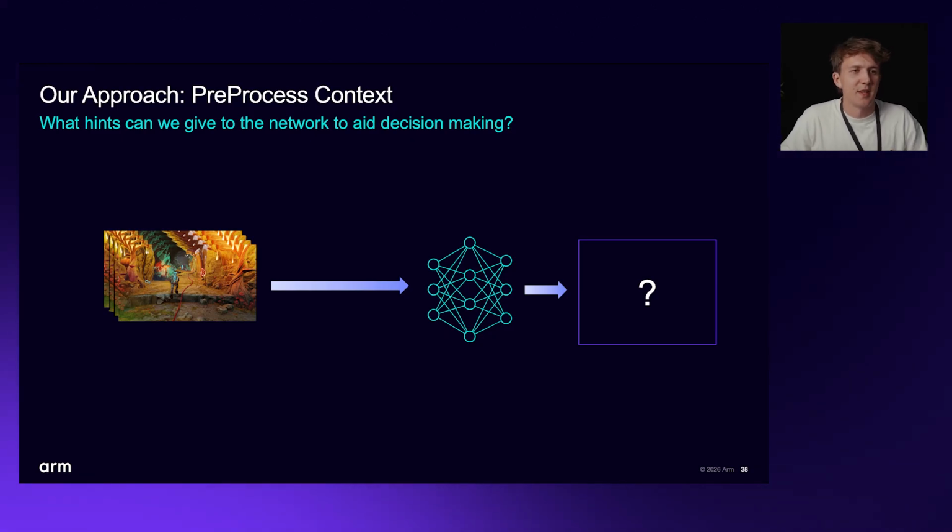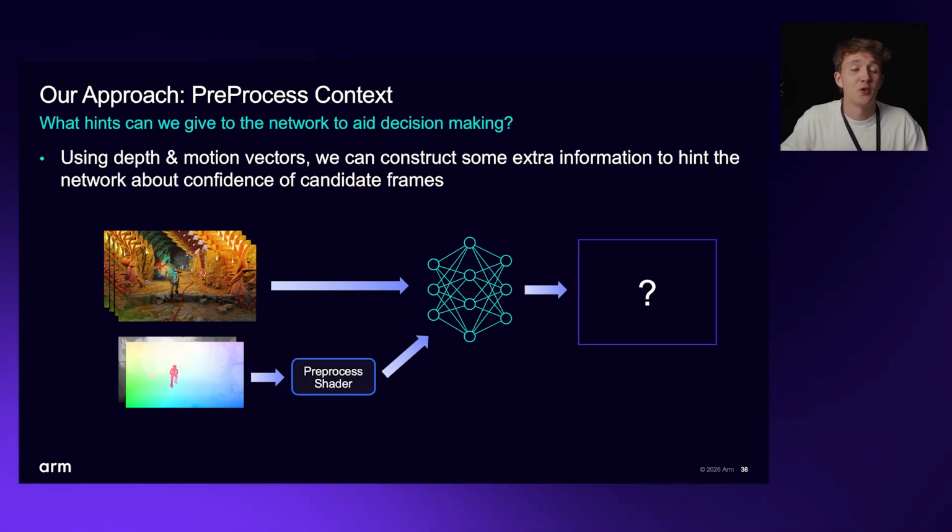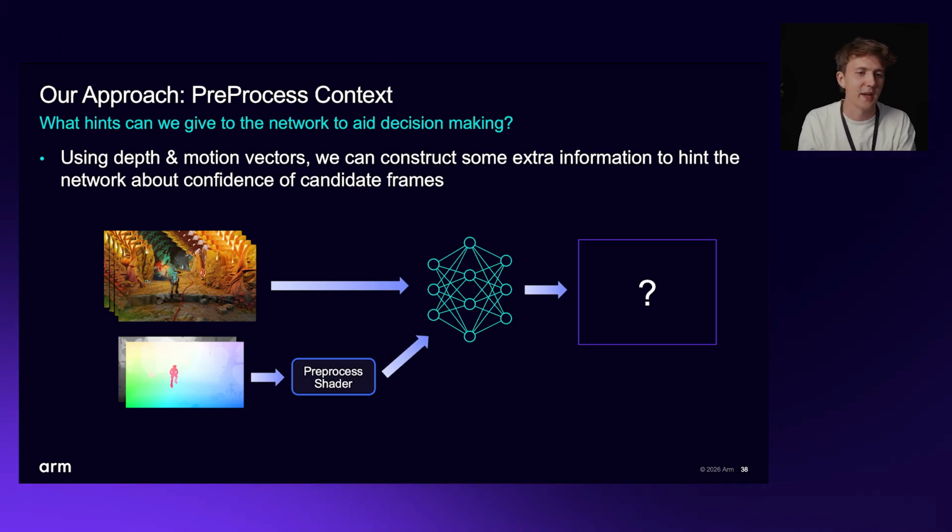So the other thing our pre-process stage does is generate some context. While the candidates show possible interpolation results, they do not provide information about which candidate to trust. We can use depth and motion information that's already available from the renderer to devise masks and confidence hints in a lightweight pre-process shader. So we basically use some extra information to create hints that we feed to the network to help provide some extra guidance. The network will receive these four candidate frames plus this additional context to describe where each candidate may or may not be reliable.